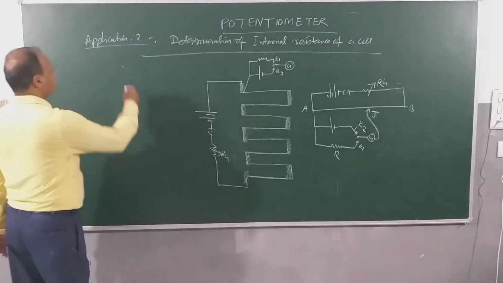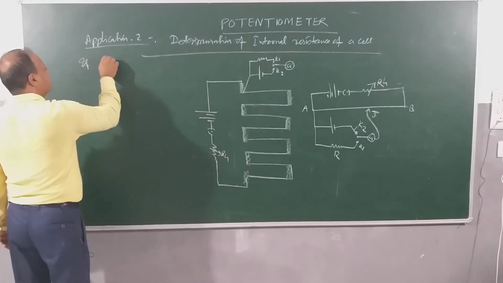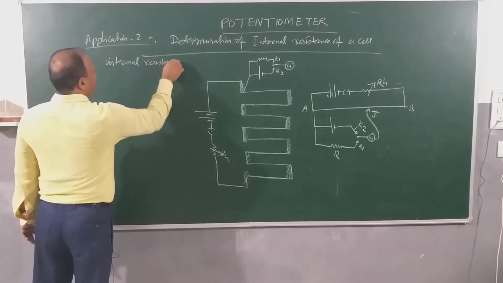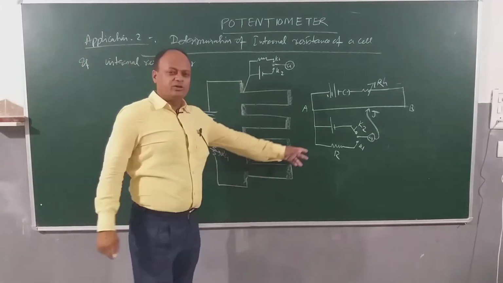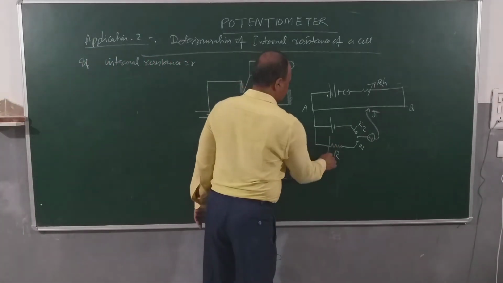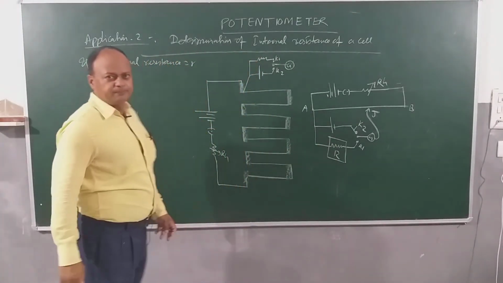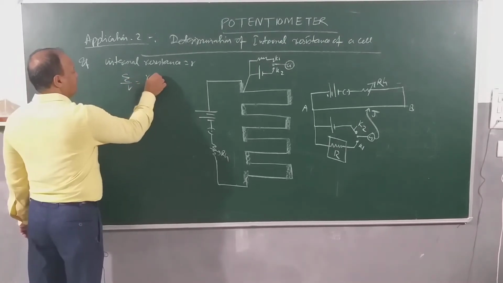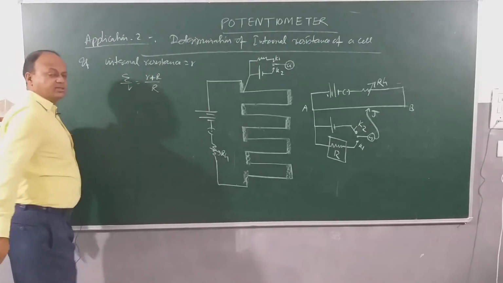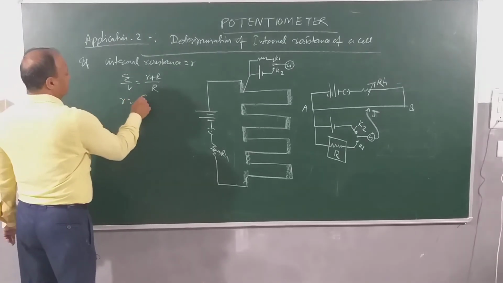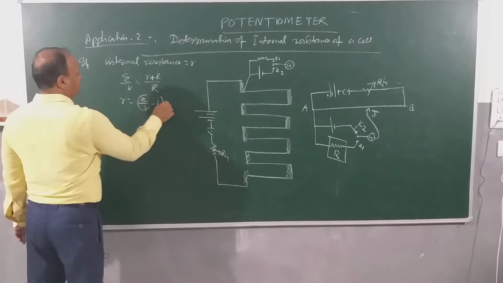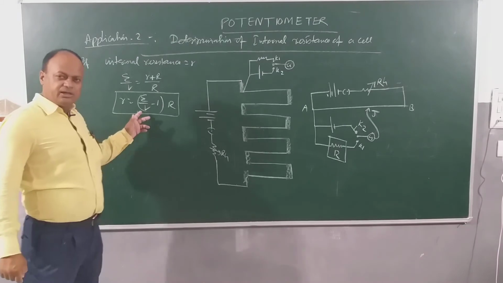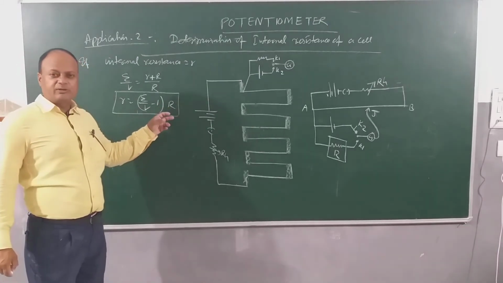Now we know if internal resistance is equal to r, and external resistance you already know. Actually this will come from the resistance box. This is a known resistance. Then we know that E by V is equal to (R plus r) divided by R. Yes. So from here r becomes (E by V minus 1) into R. This is what I am going to use. If I know the ratio of E by V, then I will multiply with the known resistance R, and I can calculate the internal resistance.